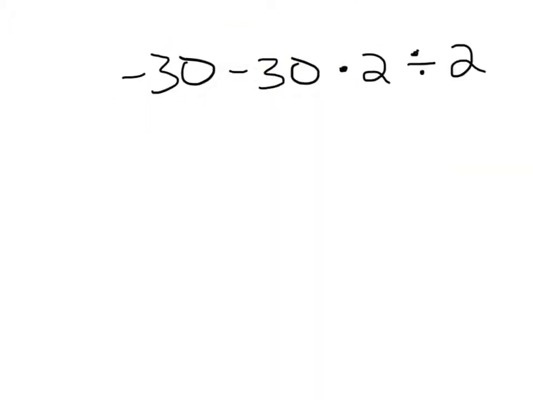Here's our next problem. Negative 30 minus 30 times 2 divide by 2. Go ahead and hit pause if you need more time. My order of operations are parentheses, exponents, multiplication, division, addition, and subtraction. The operations being used in this problem are subtraction, multiplication, and division.